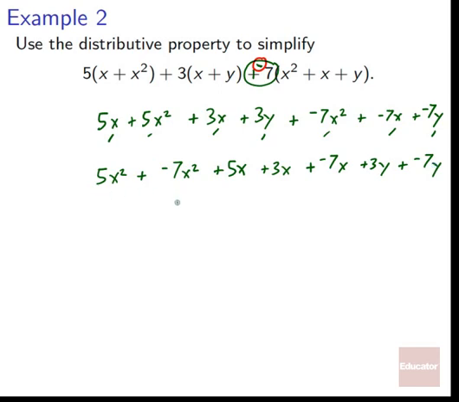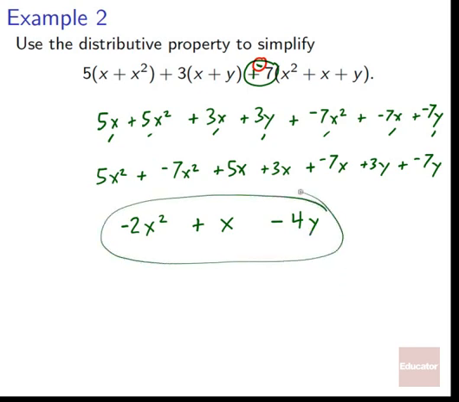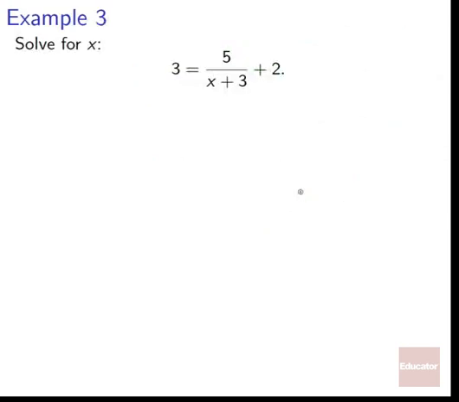5x squared plus -7x squared, those will combine to become -2x squared. 5x plus 3x plus -7x, so we've got 8x minus 7x. We've got 1x, which we just write as x, and 3y plus -7y becomes -4y, which you can also just write as minus 4y. And there's our answer.